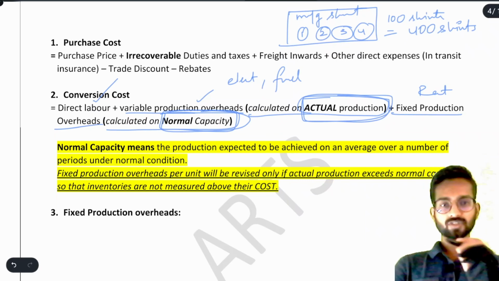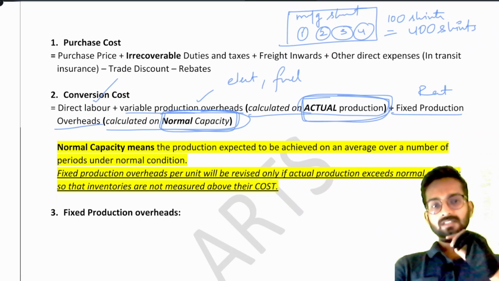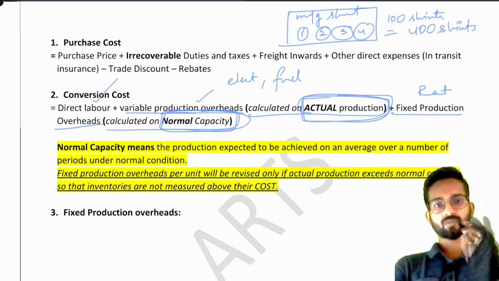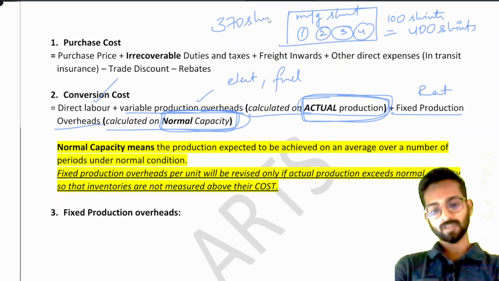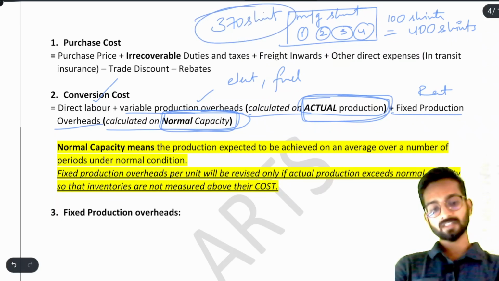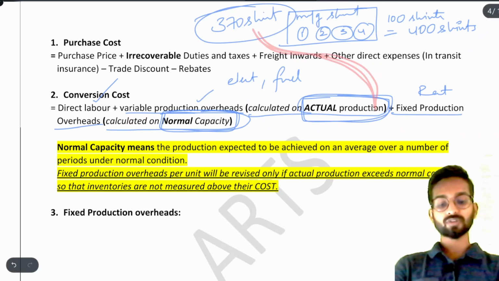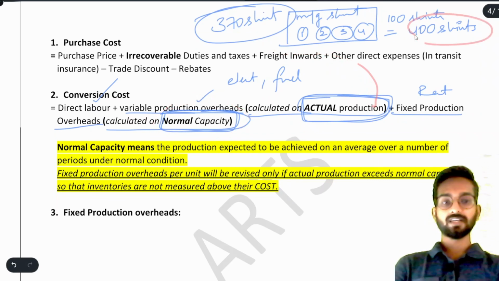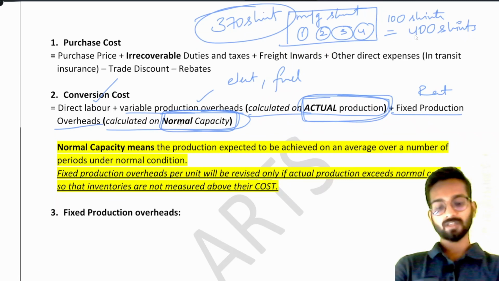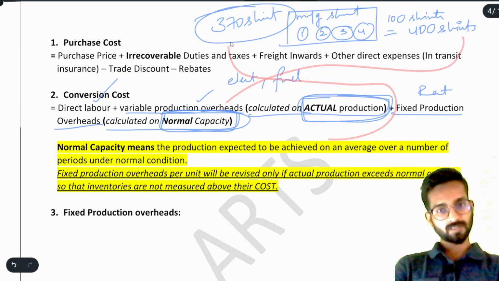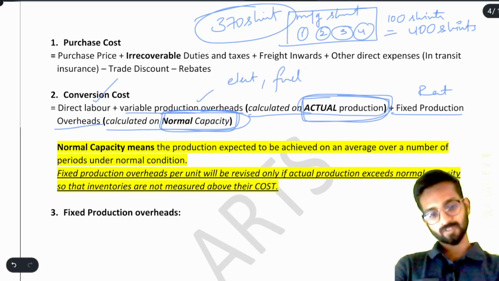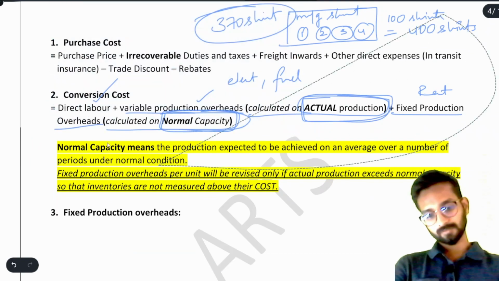But there is a possibility that sometimes there is a power cut, sometimes there is a labor problem, or some other problem, and suppose we produce 370 shirts. So that 370 shirts is our actual production. Always remember, actual production cannot be more than your normal capacity. At highest, your actual production can be 400 shirts. It cannot be more than 400 shirts. So normal capacity is 400 shirts. Actual production is 370 shirts. Simple enough. Now we'll read the definition of these both.